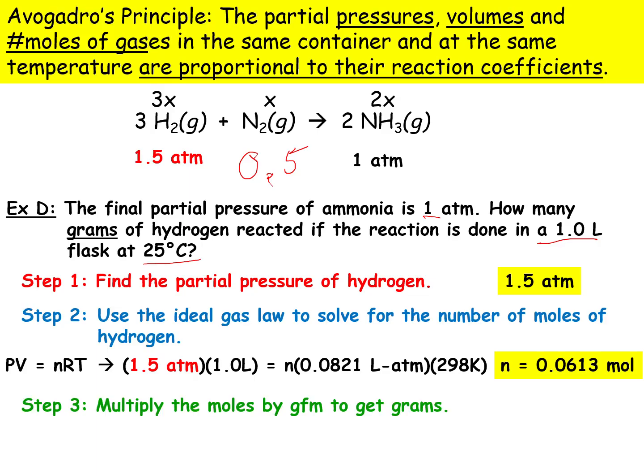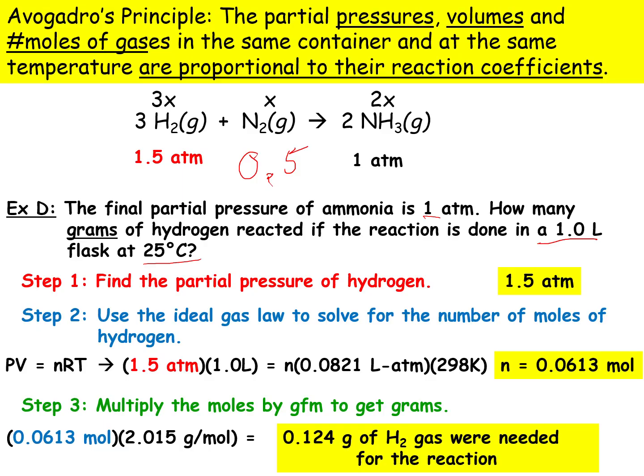So now we want grams. So we're going to go moles times the molar mass, GFM, to get grams. So 0.0613 times 2.01, it should be 2.016. I'm not sure why it says 5. And you get 0.124 grams of hydrogen are actually needed for this reaction. So if you were trying to do this reaction, it would be a way for you to figure out how much hydrogen gas you would need to measure out.